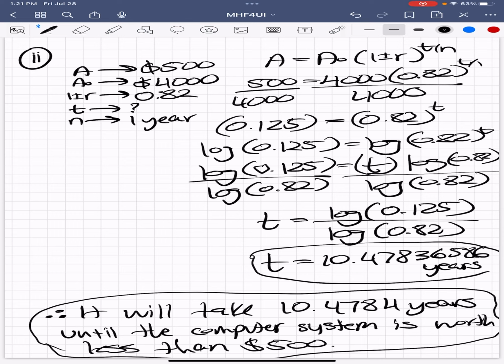And so I hope you found this video helpful in any way to solving for a, t, and even r. We solve for a, t, and 1 plus minus r. So those are the variables that we usually solve for when we're doing exponential applications.